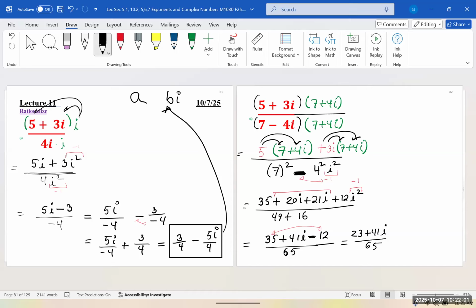Are we done? What is our last line? 23 over 65. And now we are finally done. So this is what we do when we try to divide by i. We don't know how to divide by i, so instead of dividing, we do rationalizing.